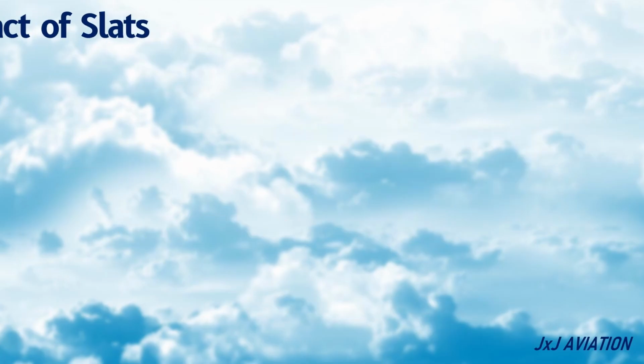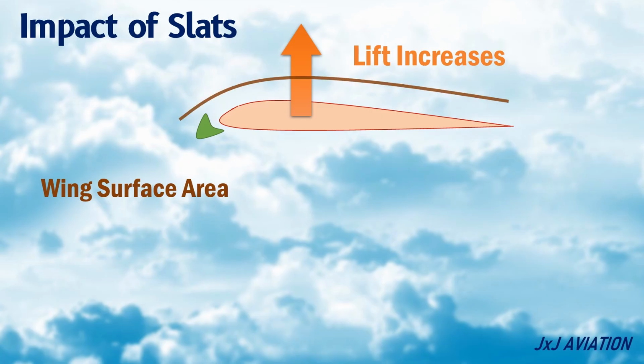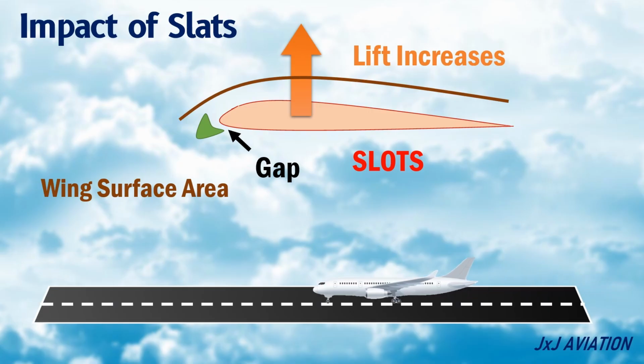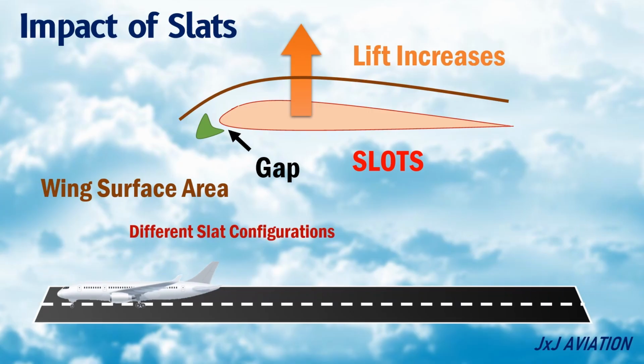Impact of slats. When the slats extend forward, the lift increases, because of an increase in the surface area of the wing. In addition, the slats also create a gap between the leading edge of the wing and the slat surface. These are called slots. Depending on whether the aircraft is going to take off or land, different slat configurations are used.